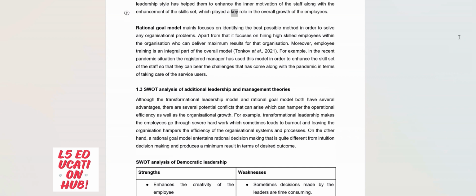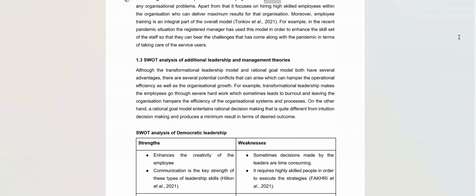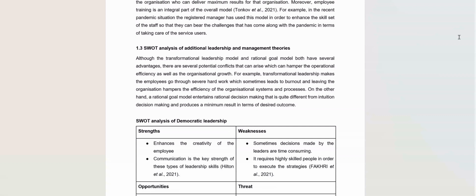Rational goal model mainly focuses on identifying the best possible method in order to solve any organizational problems. Apart from that, it focuses on hiring high-skilled employees within the organization who can deliver maximum results for that organization. Moreover, employee training is an integral part of the overall model (Tonkov et al., 2021). For example, in the recent pandemic situation, the registered manager has used this model in order to enhance the skill set of the staff so that they can bear the challenges that has come along with the pandemic in terms of taking care of the service users.